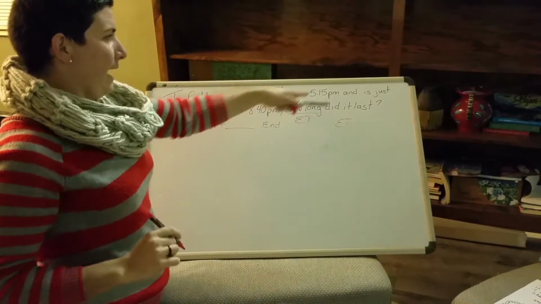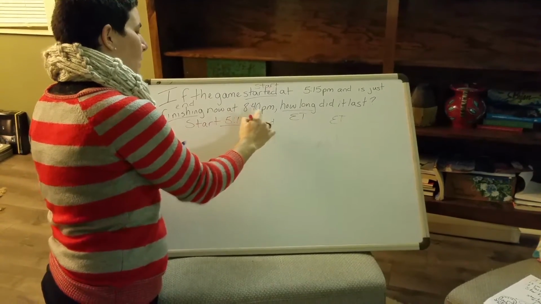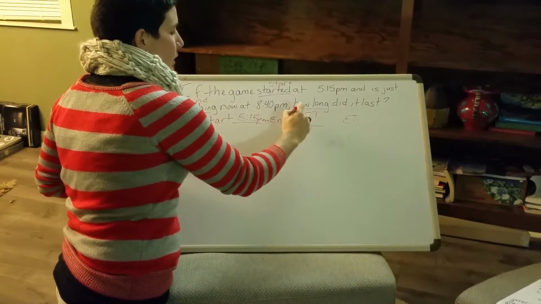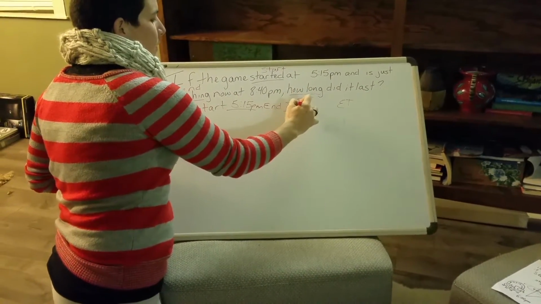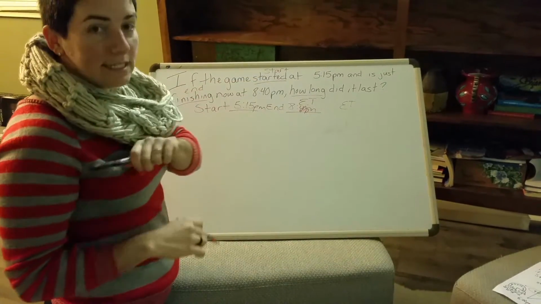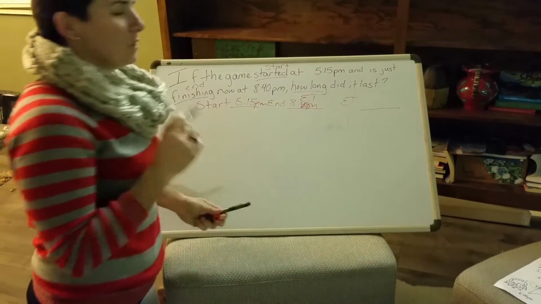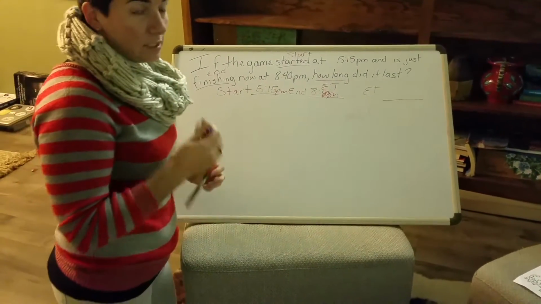Start time. Started at 5:15 p.m. That is our start time here. Ended at, finishing now at 8:40 p.m. That is the end time. And if the question is asking, how long did it last? That means we need to determine the elapsed time. So that's what we're going to go ahead and do right now. And again, we are going to use the backwards in strategy.